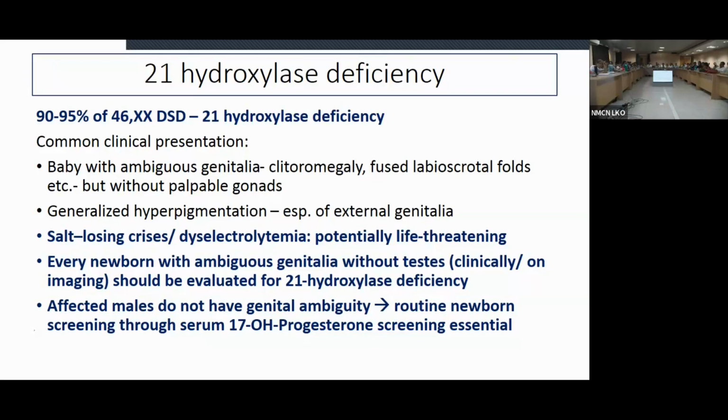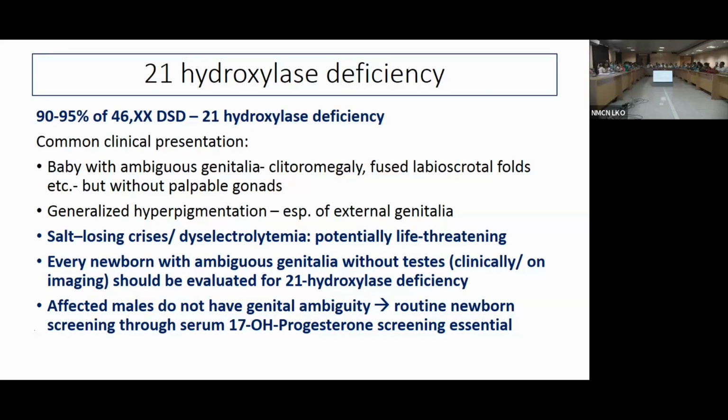So the presentation could be of a baby with ambiguous genitalia, clitoromegaly, fused labioscrotal folds, but without palpable gonads. And generalized hyperpigmentation is usually seen, especially of the external genitalia. About 75% of them have salt-losing crisis with dyselectrolytemia, which can be potentially life-threatening and requires early diagnosis and management. And please remember, as I said before, every newborn with ambiguous genitalia without palpable gonads, think of this possibility and evaluate for this first.